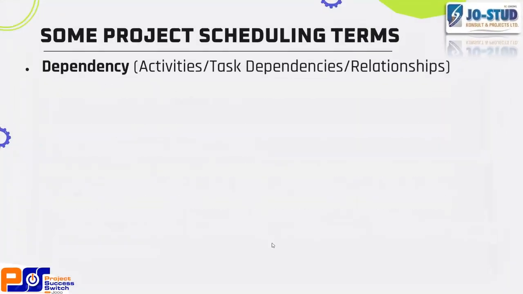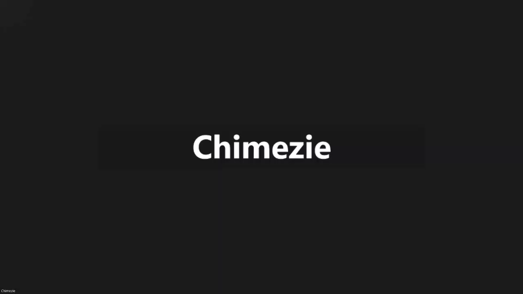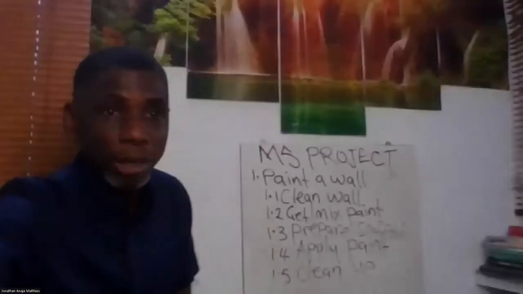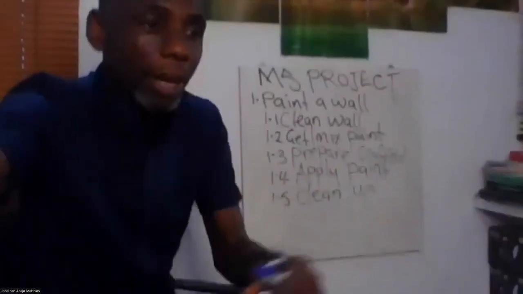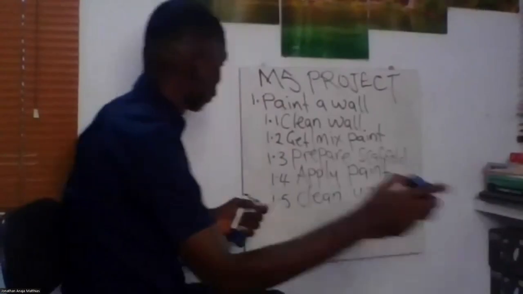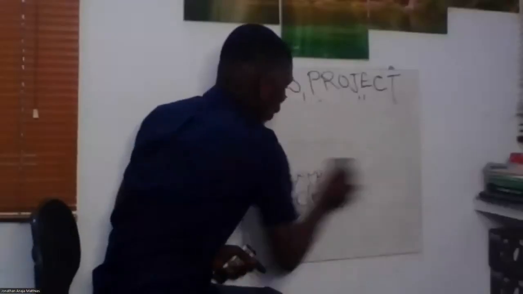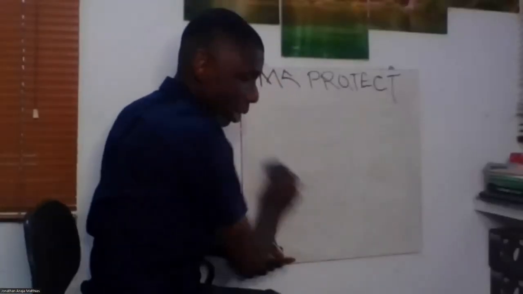Let me see the next thing. Okay, task dependencies. Good. Now, let me explain this a bit. Can you see my screen a bit better now? Yes. You can see my screen better now. So, permit me, we have an idea where I'm going now.